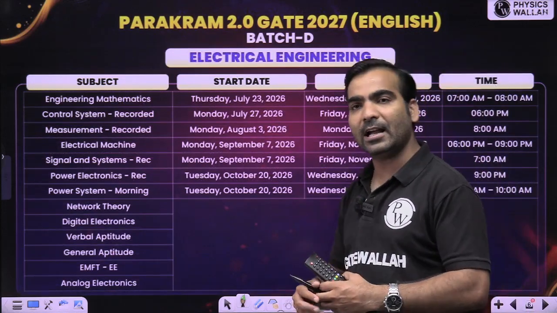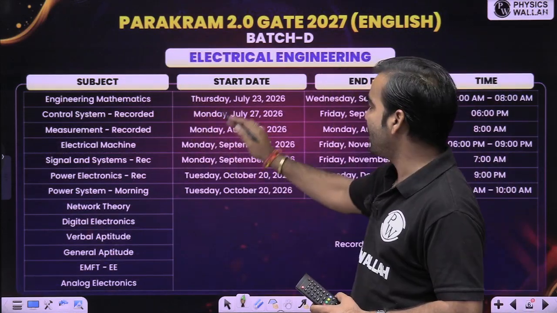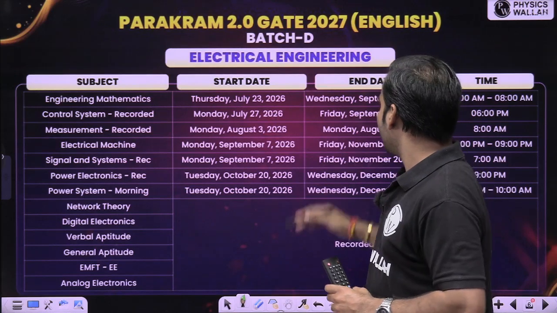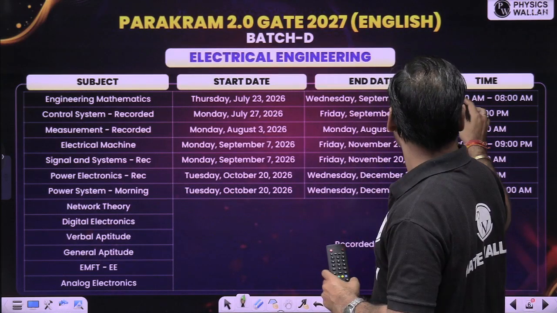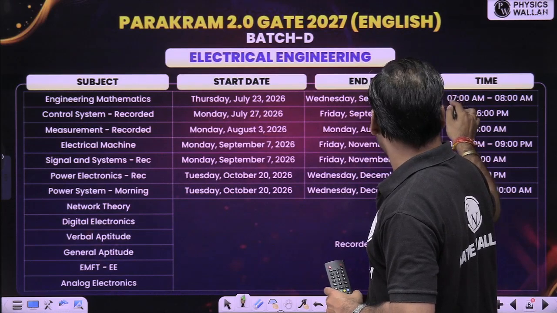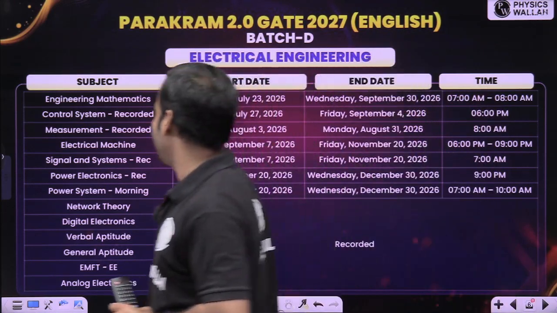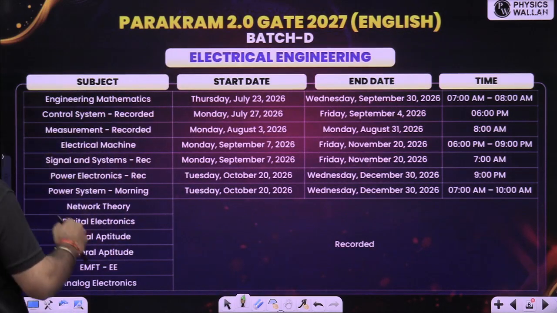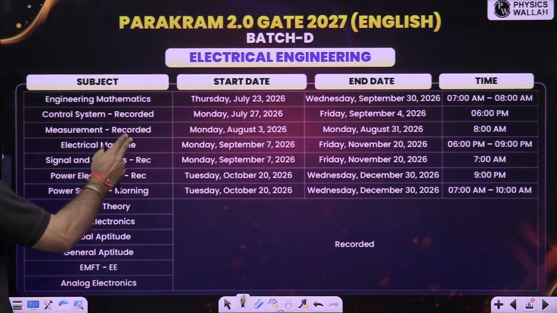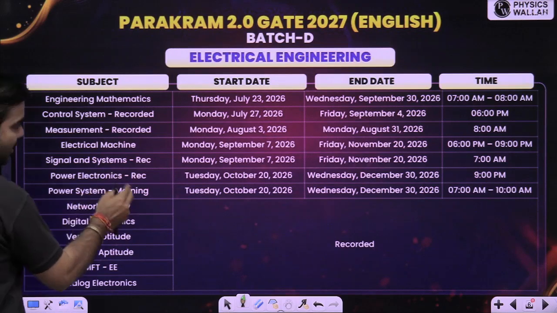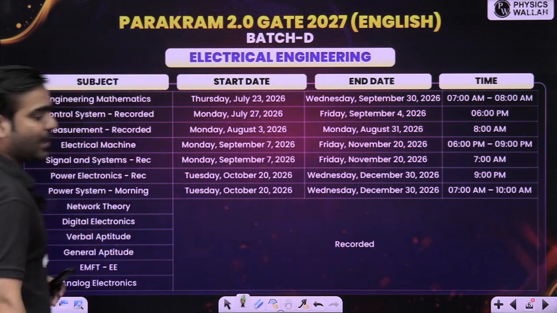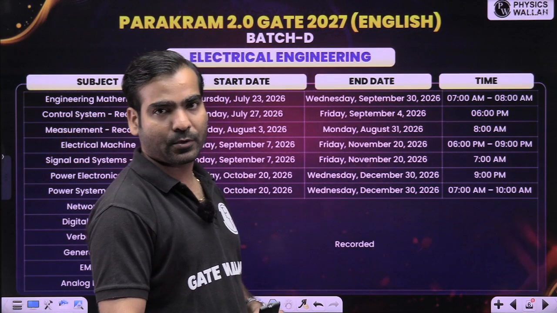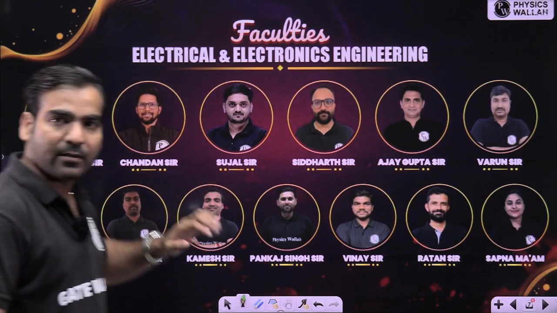Similarly, for electrical engineering, the starting subject is engineering mathematics from the 23rd of July, that is Thursday, and it goes on up to September 30. The class timing is 7 a.m. to 8 a.m. Then control system and measurement will be provided in recorded format. Electrical machines will be in live format. Then signal system recorded, power electronics recorded, and power system will be in the morning in live format. All these subjects will be provided in recorded format to all of you. So this is the planner of electrical engineering.